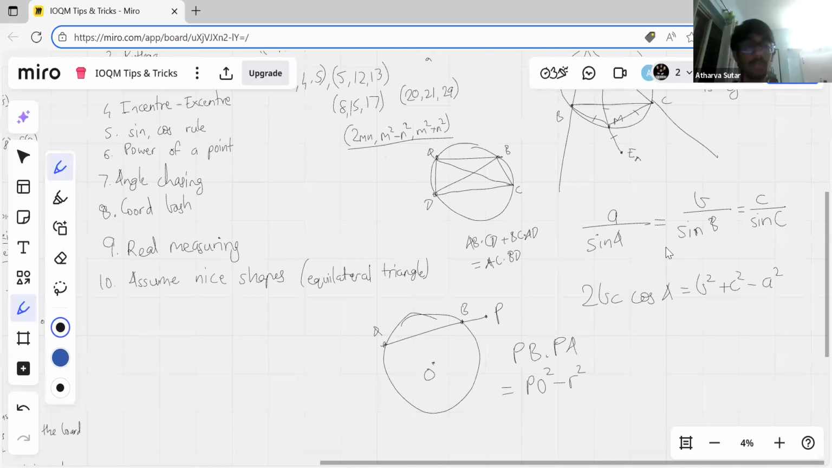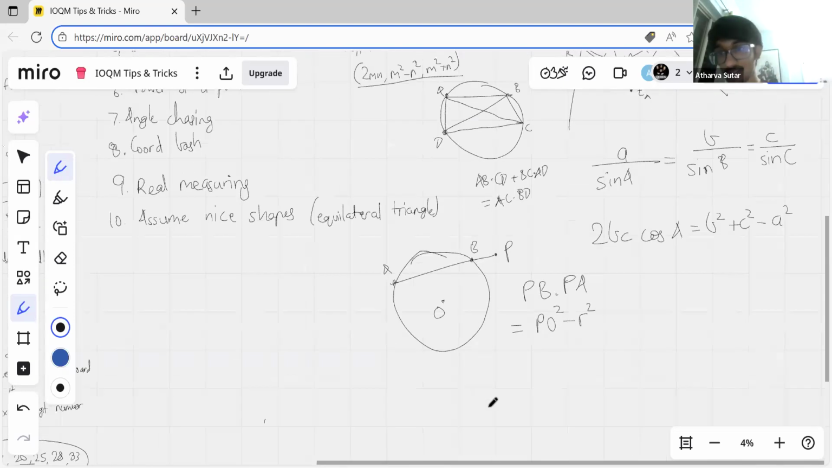Then angle chasing, you guys know what angle chasing is. For coordinate bash, you basically take the points in the problem to be coordinates, but this is going to be very, very messy. Really, do not try this in algebra. It's horrible.